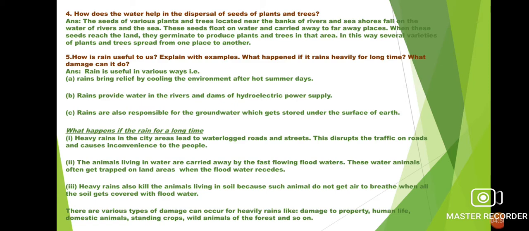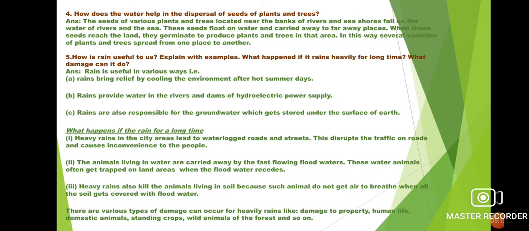So number 1 is rain, it brings relief by cooling the environment after hot summer days. Suppose if it is scorching heat throughout the day, at the end of the day, if there is a rainfall, we feel much relieved, isn't it? Because it cools down the temperature to some extent. So it brings relief during summer season.